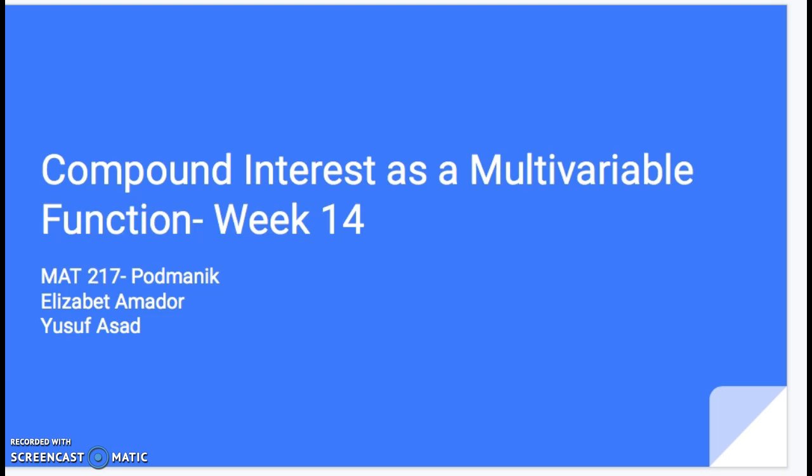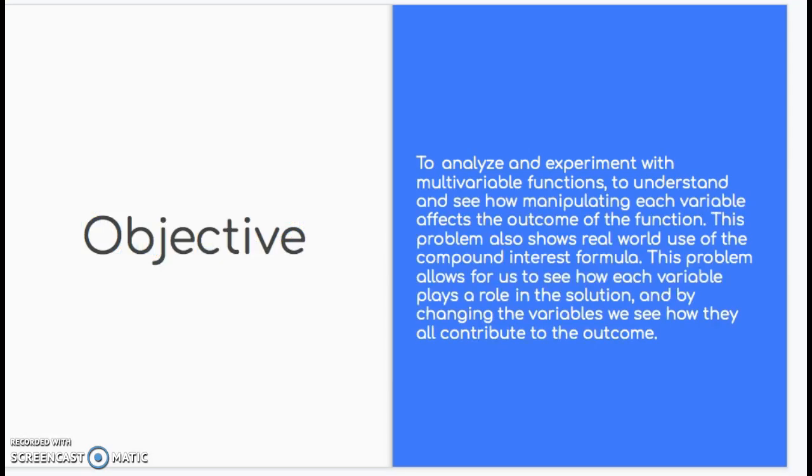This is compound interest as a multivariable function. And let's go to the next slide. Our objective is to analyze an experiment with multivariable functions to understand how manipulating each variable affects the outcome of the function, and this problem will also show us a real-world use of the compound interest formula. It also allows us to see how each variable plays a role in the solution and how changing each variable contributes to the output.